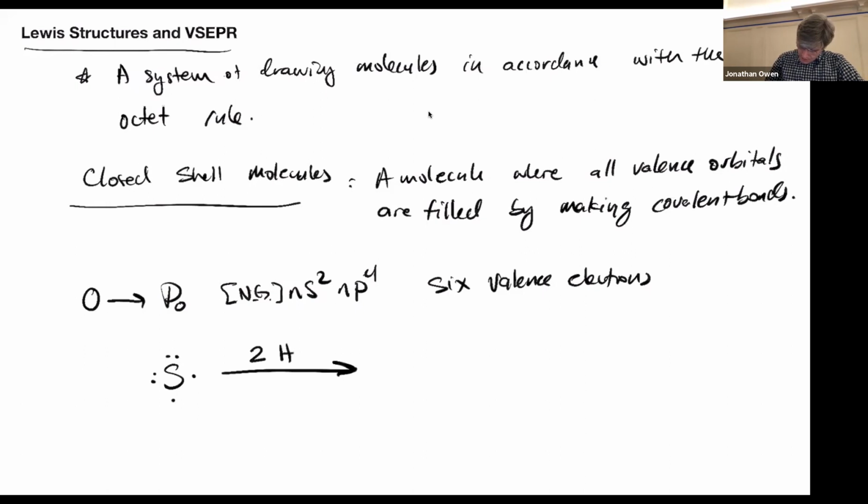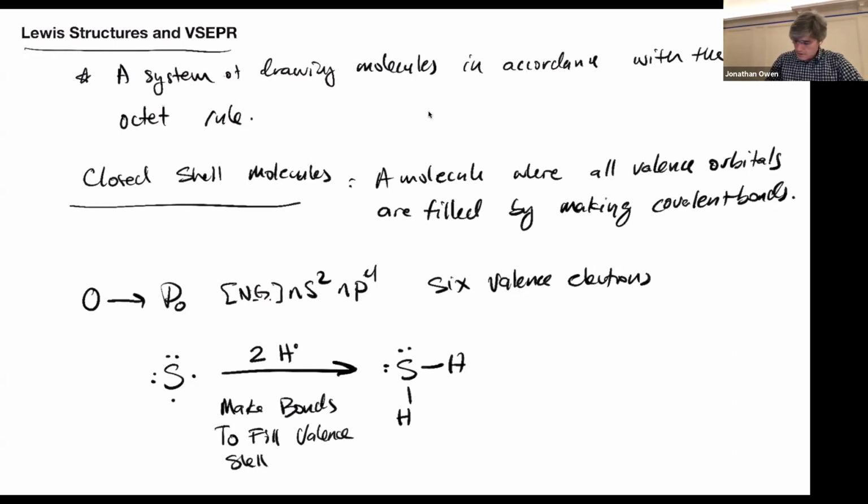And you can take those 6 valence electrons and add 2 hydrogen atoms to get to a closed shell molecule here. So we're going to make bonds to fill the valence shell.